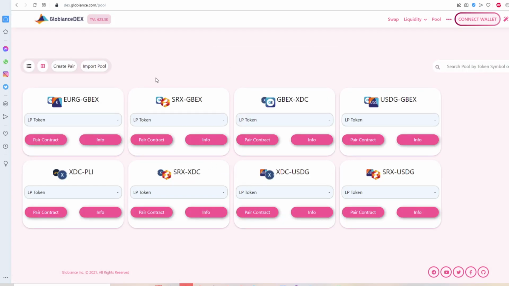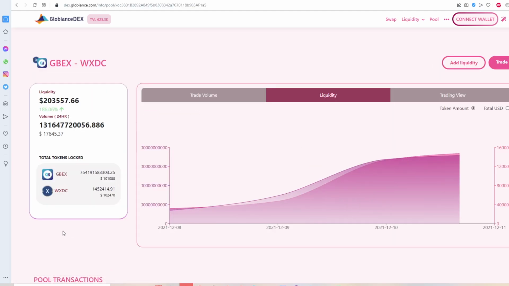That's why, if you go to the pools, you can see which pools are there. If you go to info, for example, you can see what the liquidity currently is. Here, 200k, for example, and you see it's rising since the start, and you also see the volume traded. The volume is in GBEX here, so it's like 131 billion, which equates to 70k. That's already quite good for the start. And you can also get your graphs here.